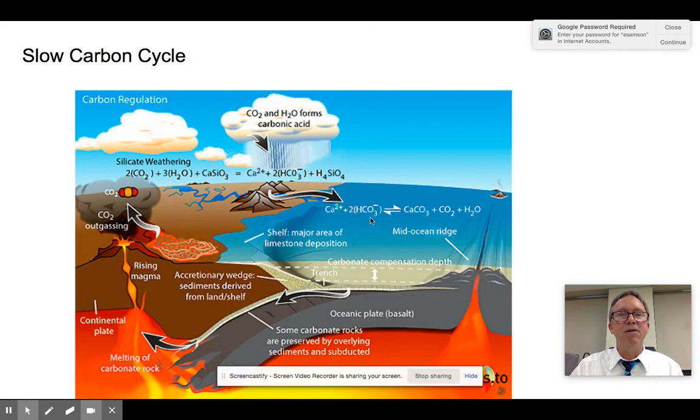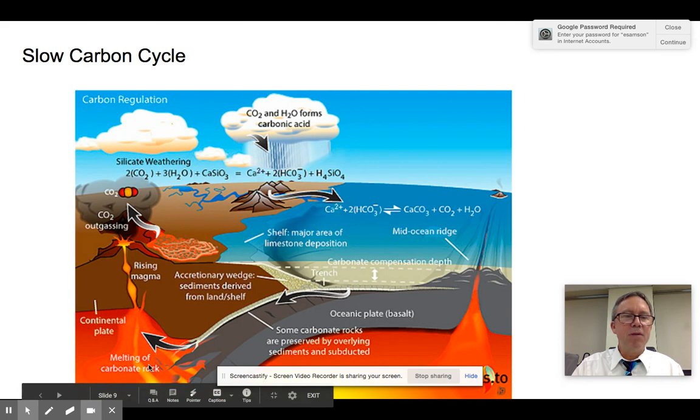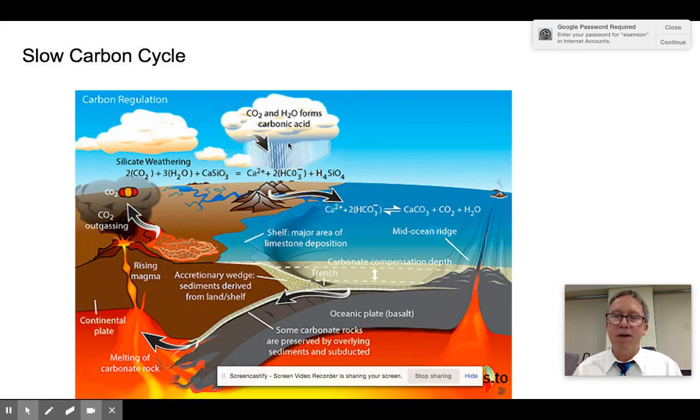And here's a graphic of it. So here, boom, outgassing of carbon dioxide. The carbon dioxide ends up coming into the water. When it gets in the water, there are organisms that are going to turn it into calcium carbonate. Now that calcium carbonate is going to, here we go, shell, major area of limestone deposition. And then these limestones end up getting subducted and then they melt, the carbonate rock melts. And then the carbon dioxide comes back into this and it goes back into the air as carbon dioxide. I think that's it.